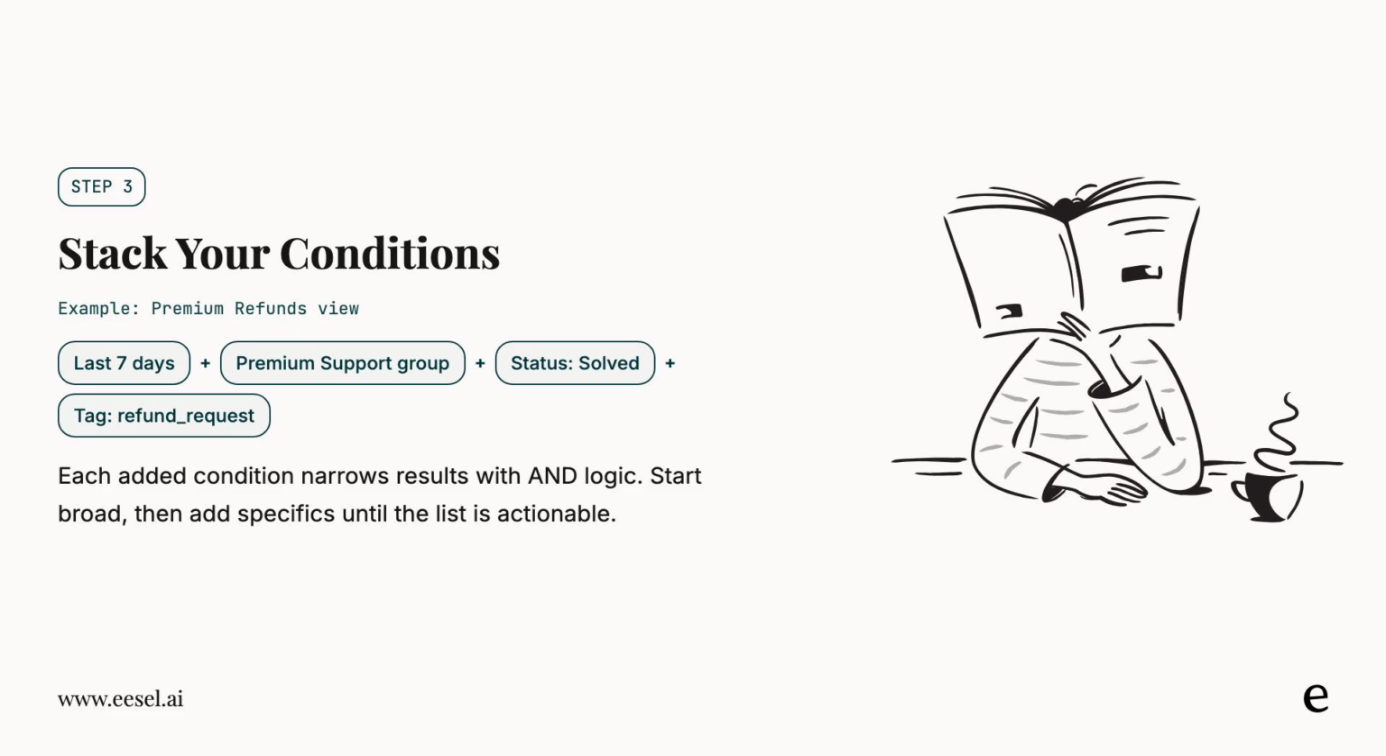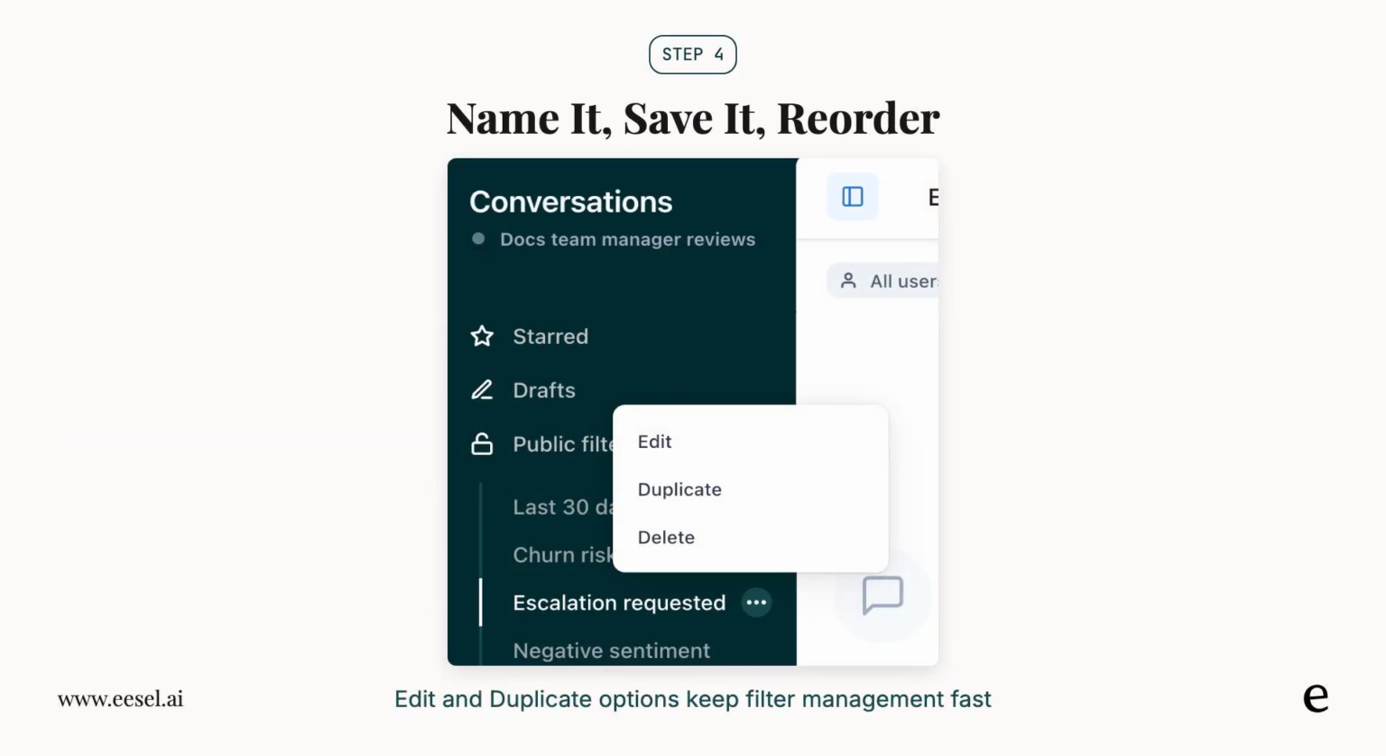A filter like last 7 days plus premium support group plus status solved plus tag refund request gives you a laser-focused list that's instantly actionable. Name your filter for what it shows, not how it works. Premium refunds, last 7 days beats a list of raw conditions every time.